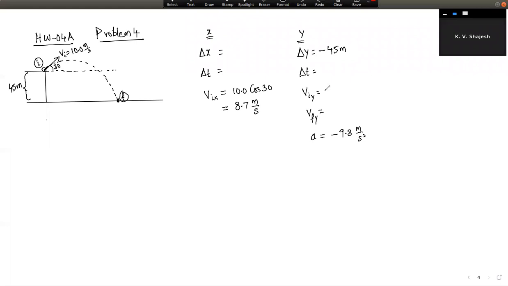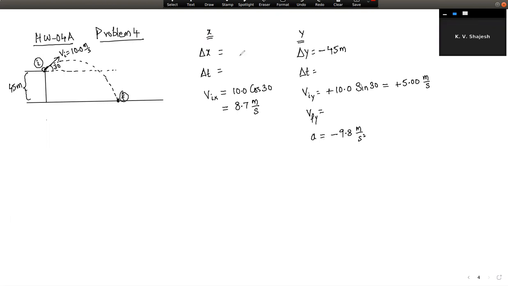V initial in the y direction, similarly, is vertically upward, so it's plus 10 times sine theta, which is sine 30. Sine of 30 is half, so that's exactly plus 5.00 meters per second. Later in the problem, we are asked what will happen if this was thrown downwards, and the difference would be that this sign would change. Instead of positive, the vertical component is negative. Horizontally, it still stays 8.7 meters per second.